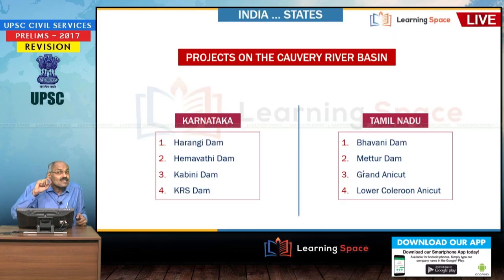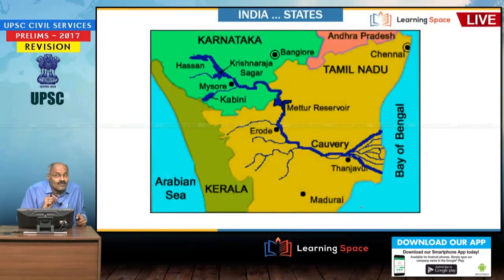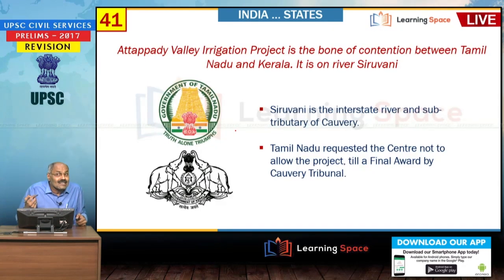And if you look at projects on the Kaveri River Basin, Karnataka has Harangi Dam, Hemavati, Kabini, Krishnaraja Sagar, situated in Karnataka. And in Tamil Nadu, there is Bhavani Dam, then Mettur Dam, Grand Anicut, Lower Coleroon Anicut. So, these are situated in Tamil Nadu in the Kaveri River Basin. Mettur reservoir location is this, Krishnaraja Sagar is this. Krishnaraja Sagar is in Karnataka, and Mettur, Bhavani, Lower Coleroon are in Tamil Nadu. So, do not forget these things.